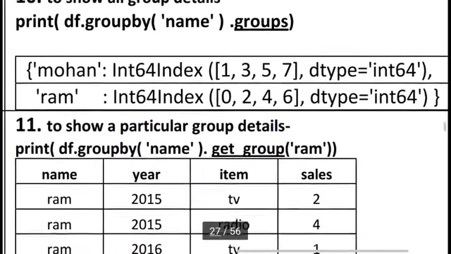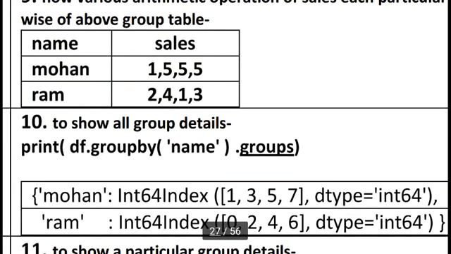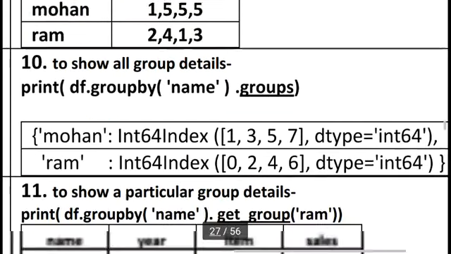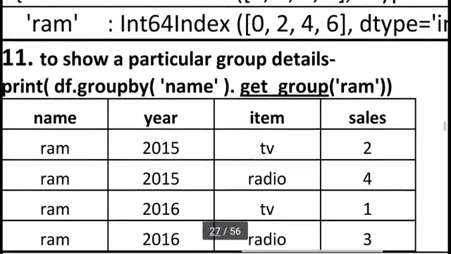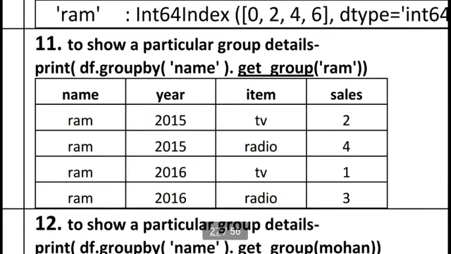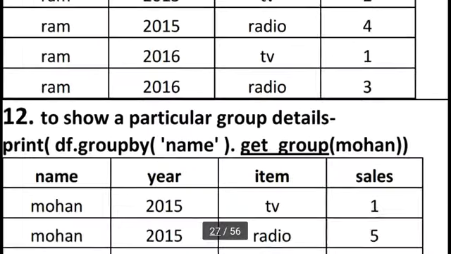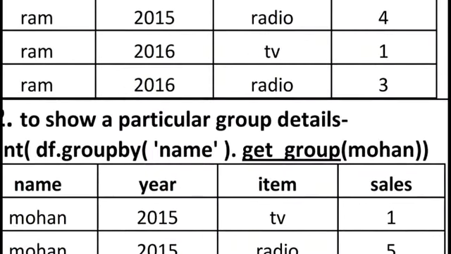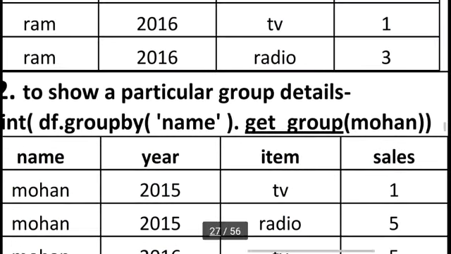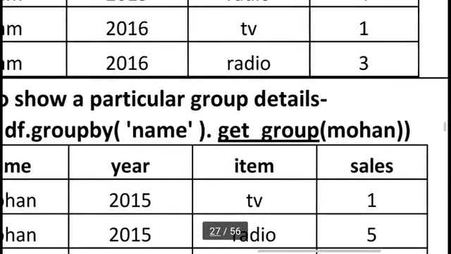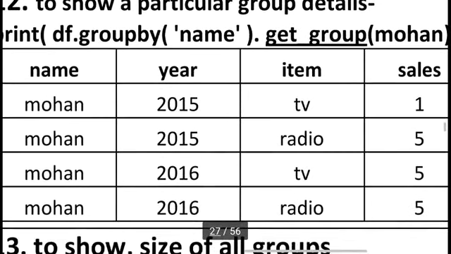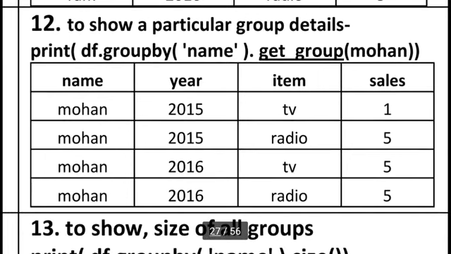Okay, suppose I want to see only Ram based group data. So here I am writing df.groupby name, then .get_group and type Ram. So you can see all the Ram group data. Suppose I want to see Mohan data. Simply you write df.groupby name. We already know it is name wise grouping, but there are so many names, so which group do I want to select? I want to show Mohan, so you can write Mohan in single quotes. So you can see all the Mohan data with all the columns.